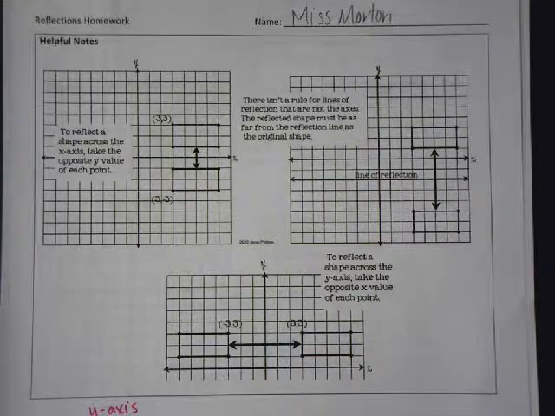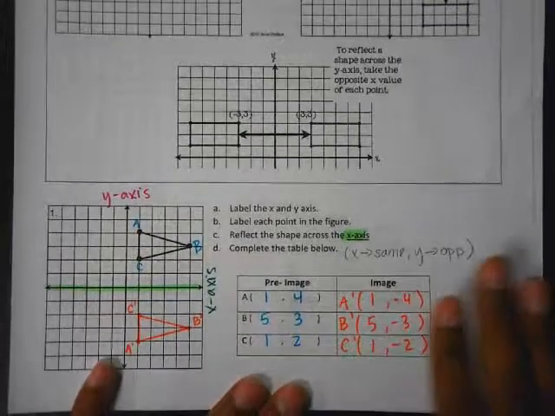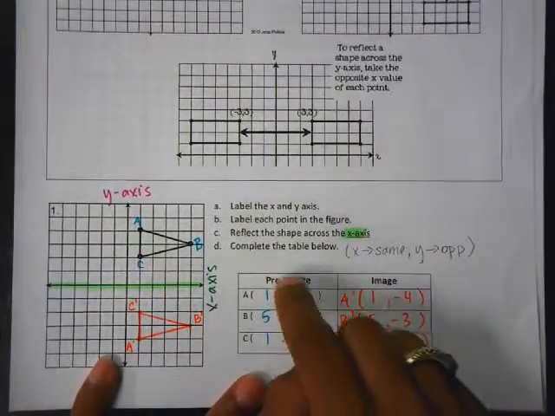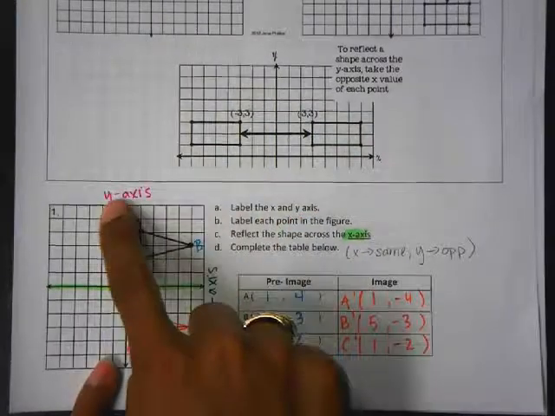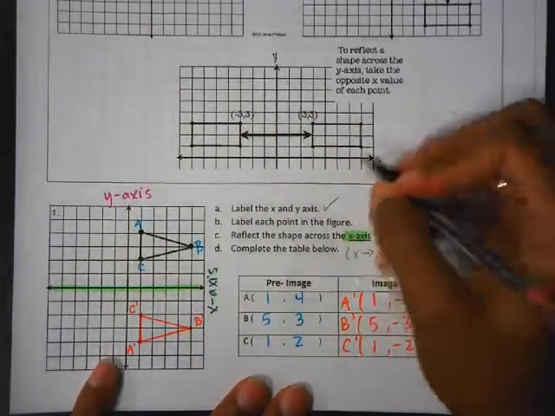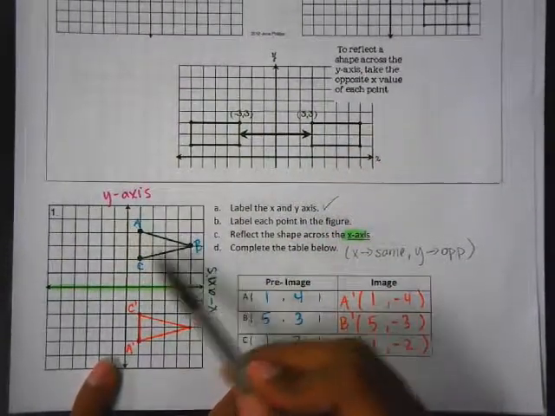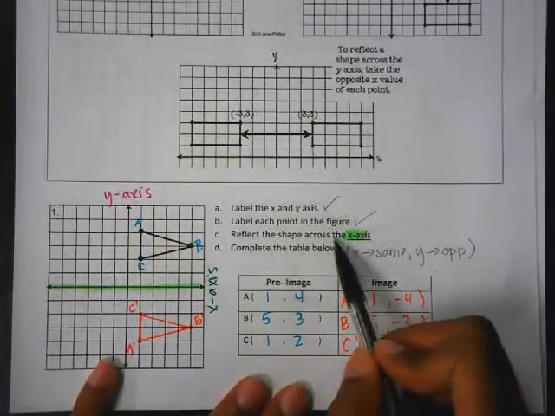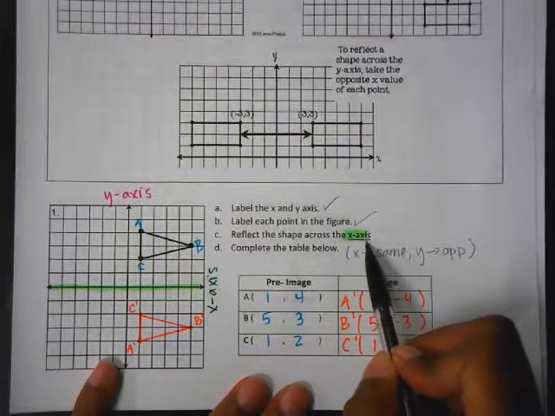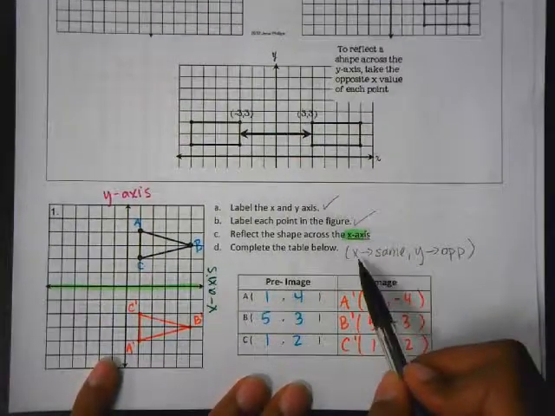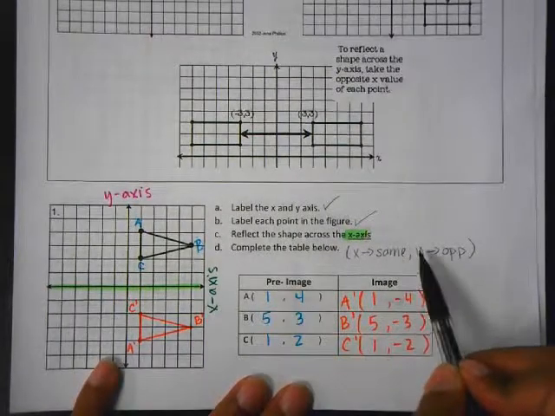So for the first one, number 1, what you had to do was reflect this image over the x-axis. First thing was to label your y-axis and your x-axis. I did that. Then I labeled each point on my figure. I went A, B, C there. Then I reflected the shape across the x-axis. Now, the rule from your notes is when you reflect something over the x-axis, the x's stay the same, but the y's become their opposite.